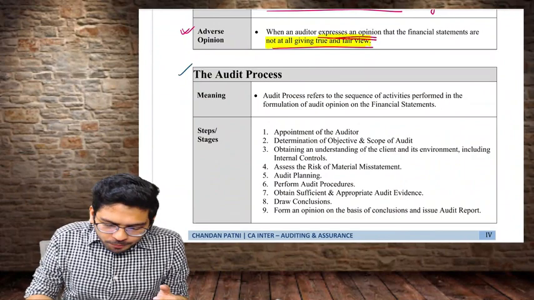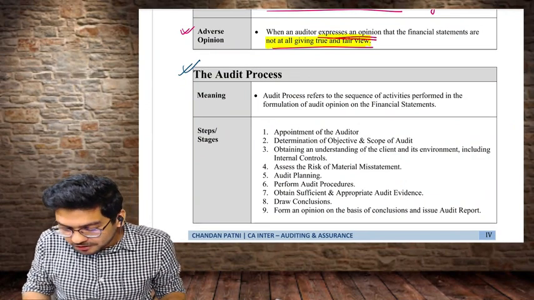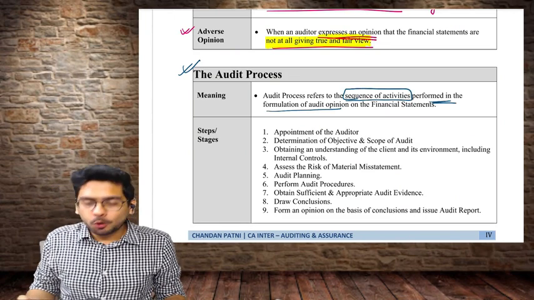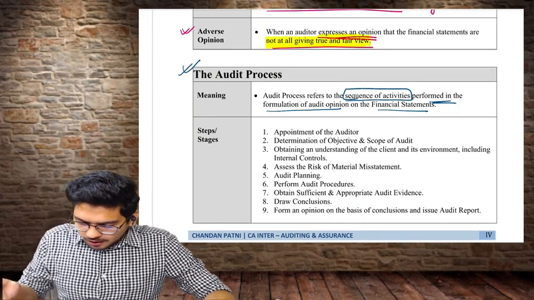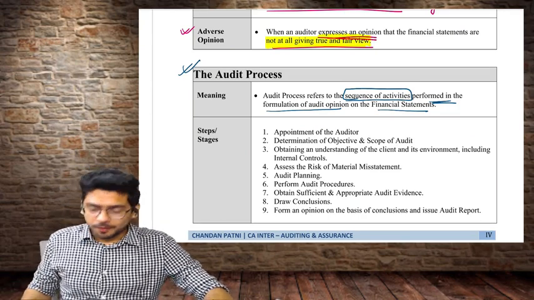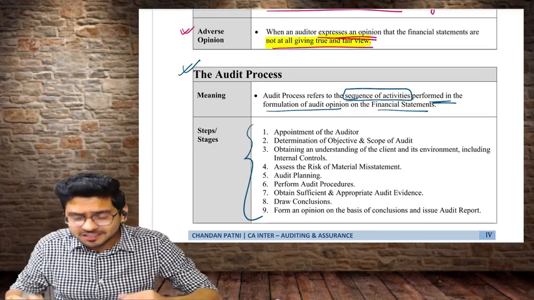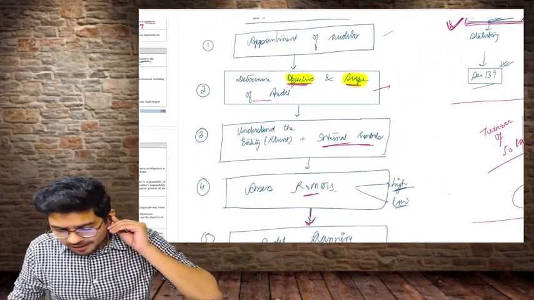I have completed the topic of audit process, but let us understand what audit process is. Audit process refers to the sequence of activities performed in the formulation of an audit opinion on the financial statements. And what is the sequence? We have just covered all the 9 stages here in the form of a diagram, so I'm just repeating it once again.